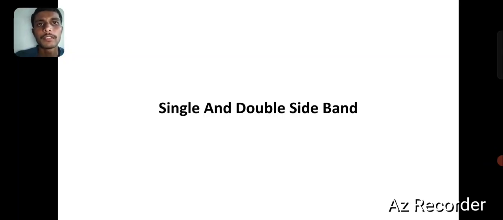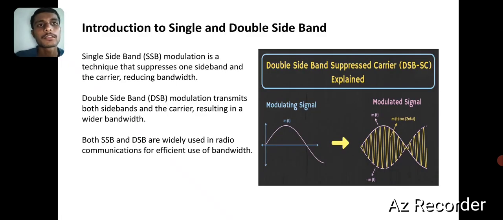In this session, we'll discuss single and double sidebands. In the introduction to single and double sideband, single sideband modulation is a technique that suppresses one sideband and the carrier, reducing bandwidth. It means in single sideband, they suppress one sideband and the carrier, reducing the bandwidth. Also, double sideband (DSB) modulation transmits both sidebands and the carrier, resulting in wider bandwidth.